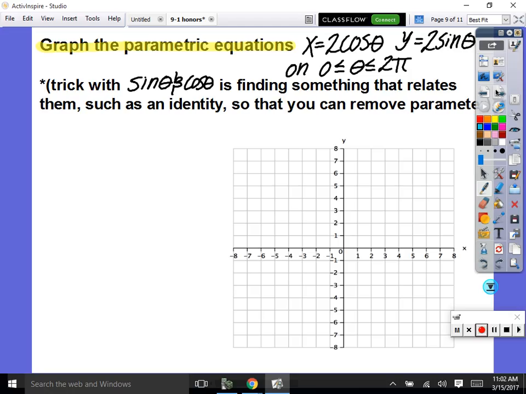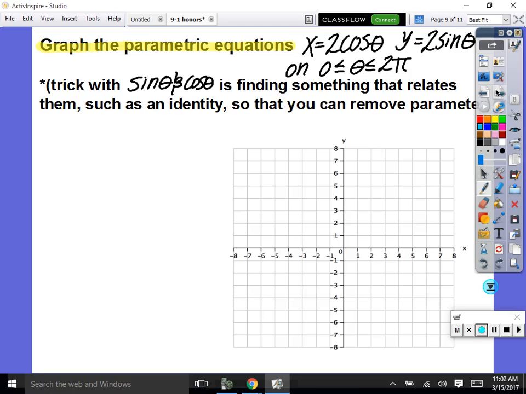When you're given a parametric equation, it just means you're given a function for x and a function for y. Notice we have x equals 2 cosine theta, y equals 2 sine theta. So our parameter is theta. That means we have functions of theta, just like when we had functions of t as the parameter.